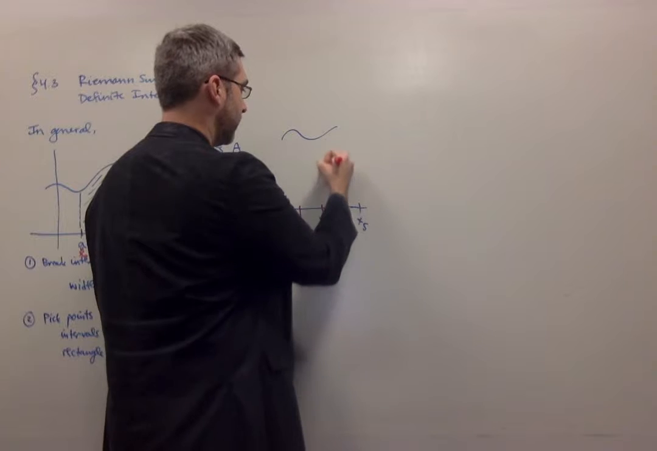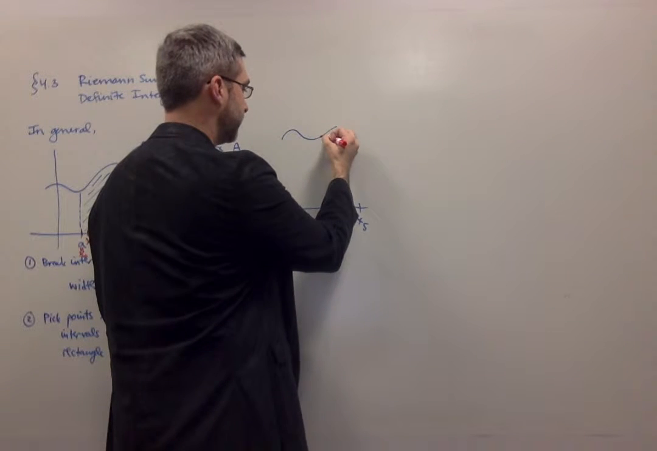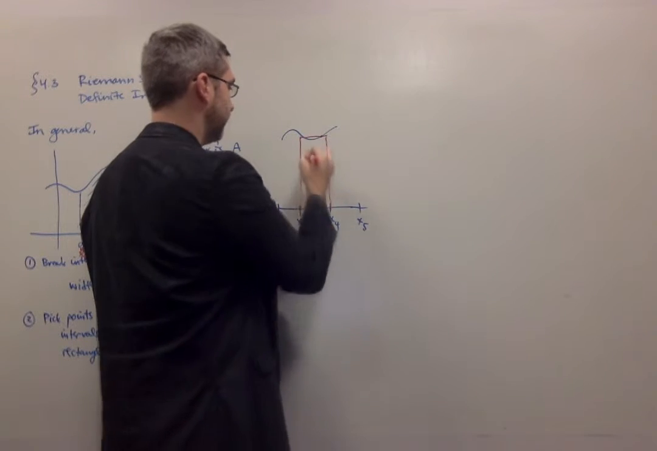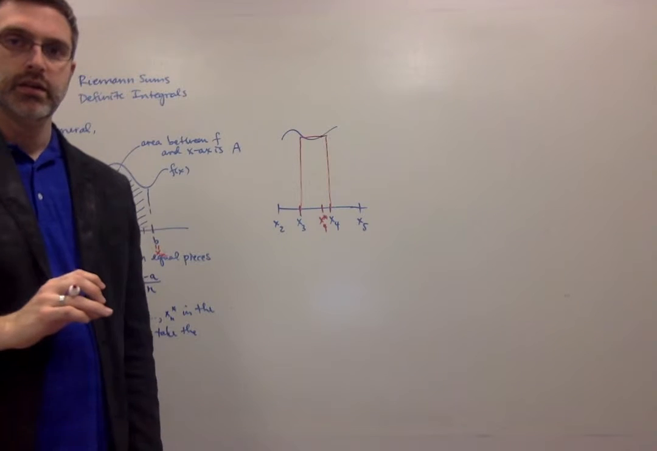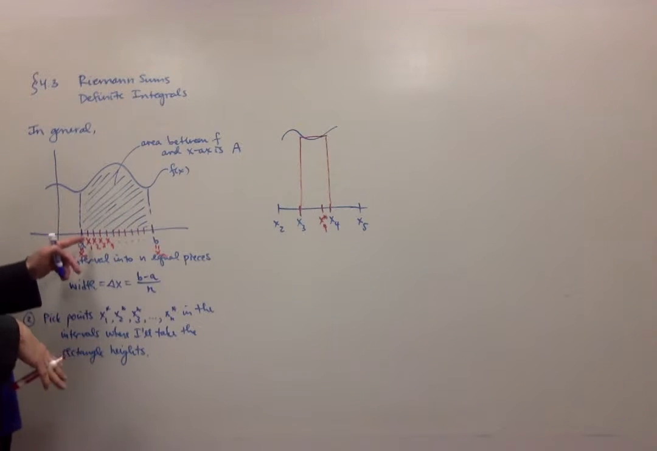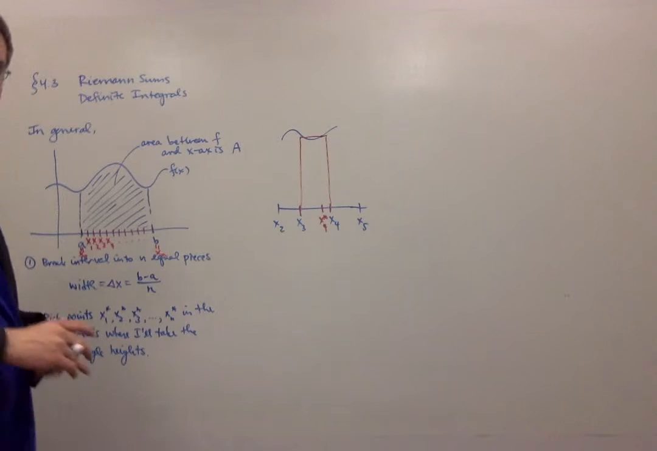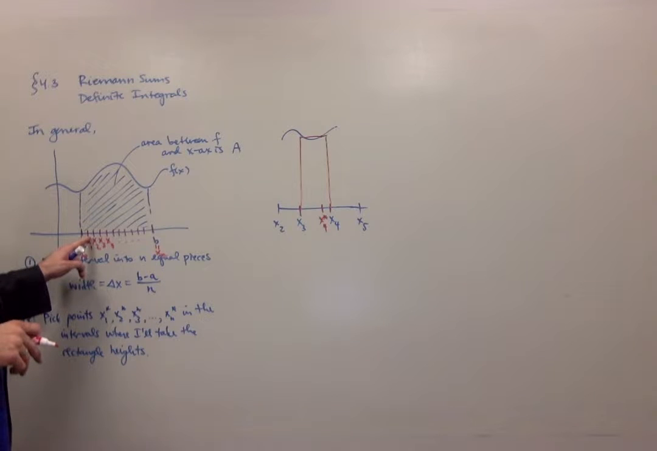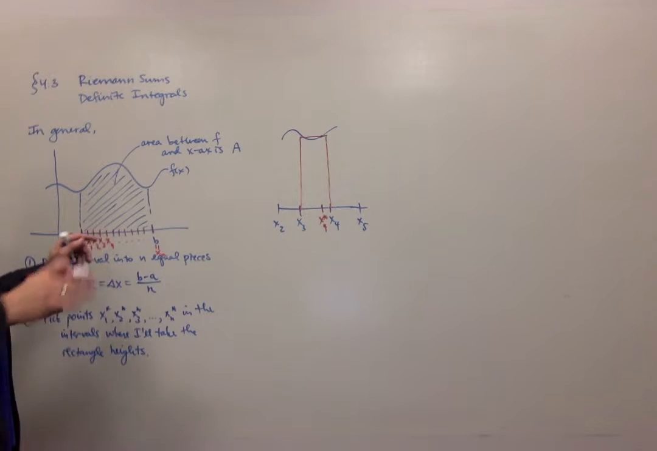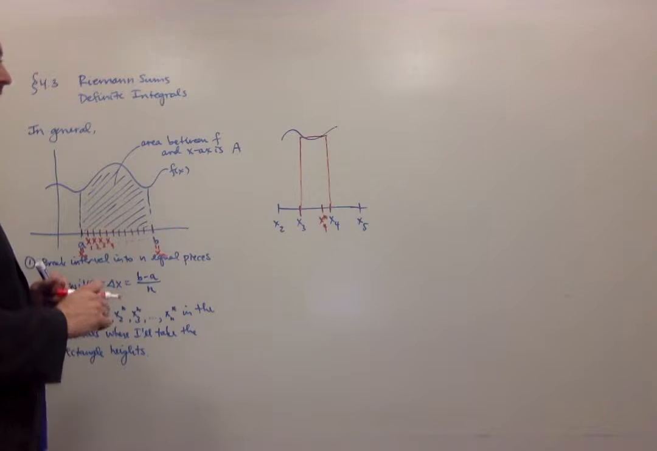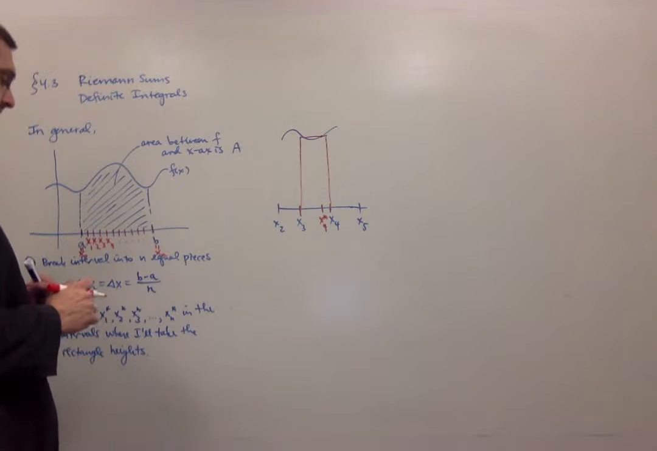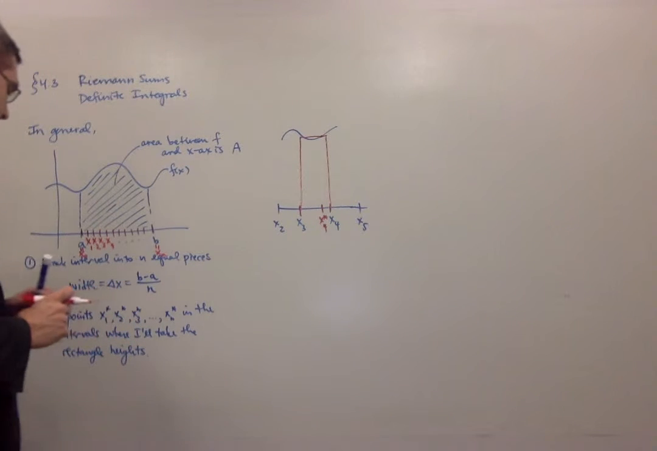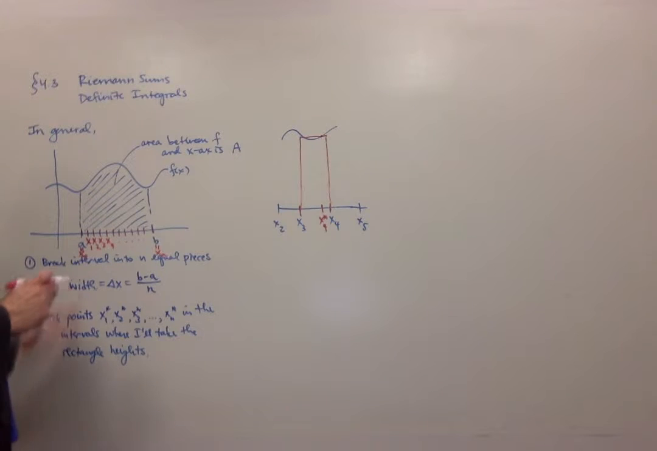And wherever the function is right there, that's where I'm going to take my height for that specific individual rectangle. Now I've got n of these, so I'm going to have an x1 star in the first interval here, an x2 star in the second interval, an x3 star in the third interval. So there's a place where for each one of these I'm going to pick a height, right? That make sense? Okay. And then I'm going to draw in the rectangles that correspond to that height.